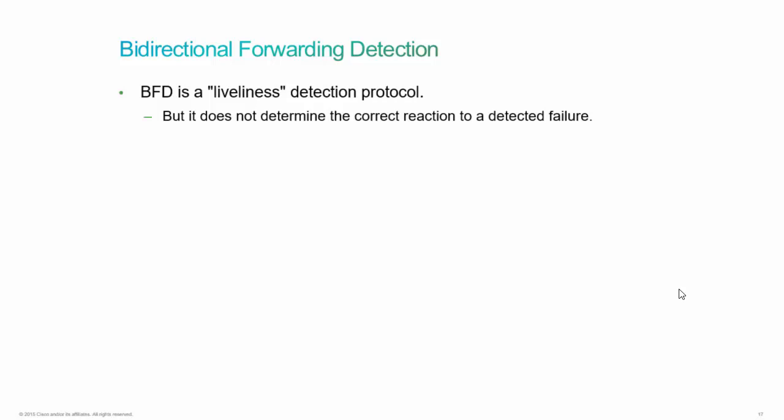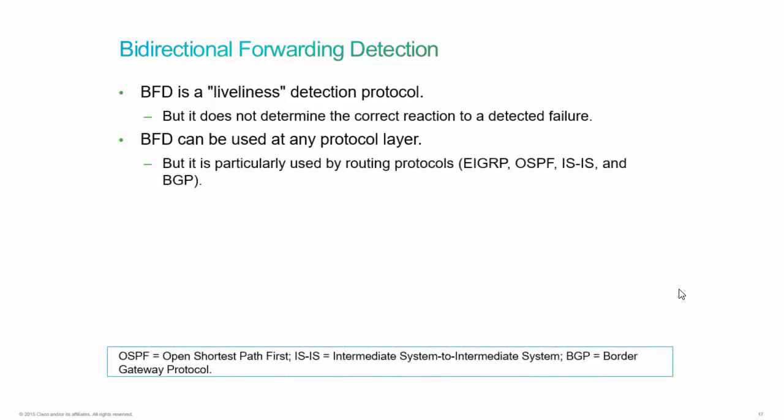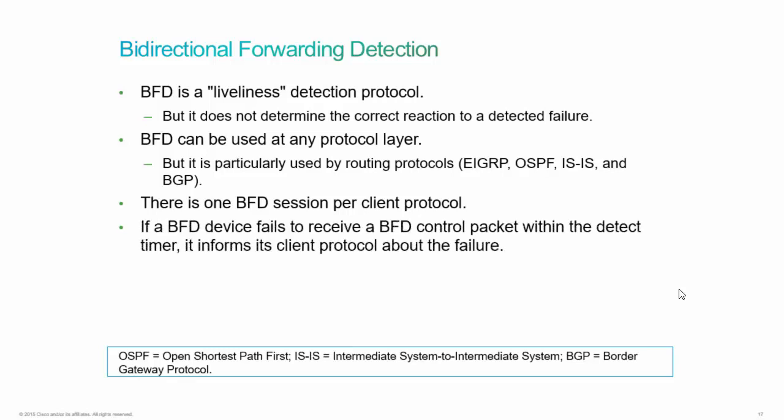This is a protocol that can be used at any layer as far as protocol use goes, but it's usually seen when we talk about our routing protocols: EIGRP, OSPF, IS-IS, and of course BGP. The way that this works is we end up having one BFD session per client protocol. So one BFD session for EIGRP, one BFD session for OSPF, and so on. If a device doesn't receive a BFD control packet, it tells its client protocol, in this case EIGRP, that it now sees a failure.